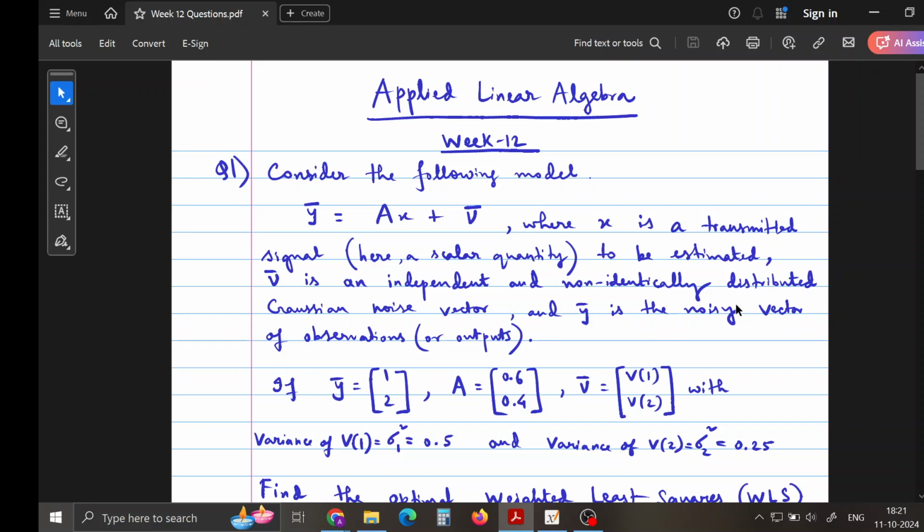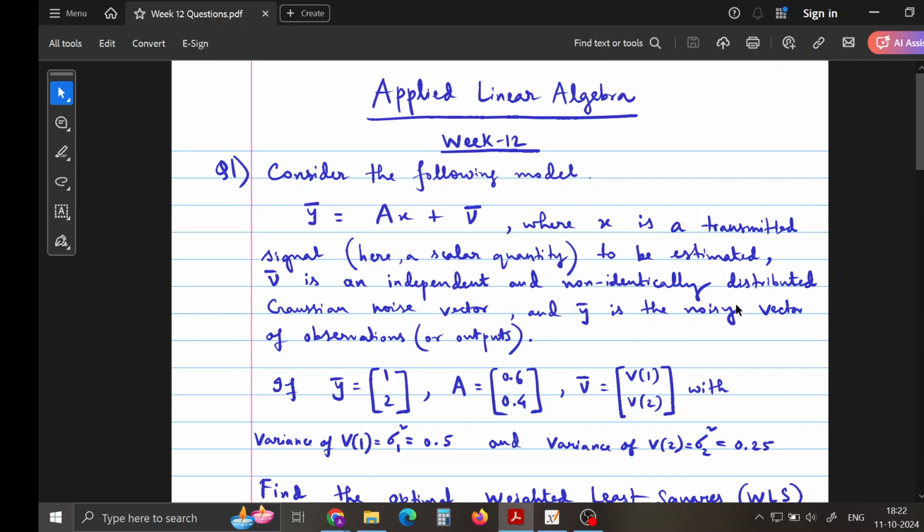We had already seen the least squares approximation, how the least squares solution is given, and when we use the least squares method. A slightly modified version is the weighted least squares, where we have a weighting matrix, right? And you can observe that if the weighting matrix is the identity matrix, then the weighted least squares reduces to your standard least squares.